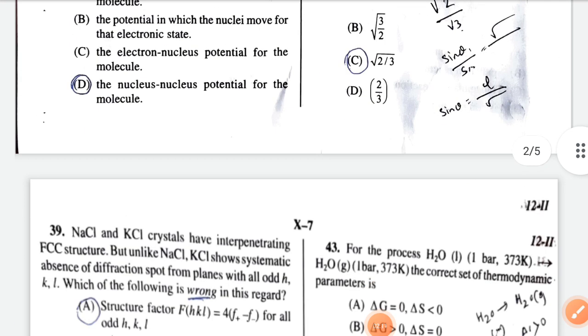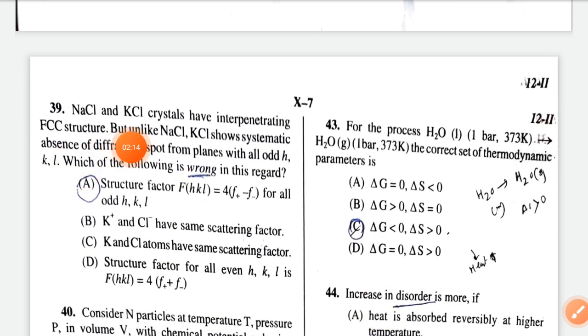Okay. Next, 39. NaCl and KCl crystals have interpenetrating FCC structure, but unlike NaCl, KCl shows systematic absence of diffraction spots from planes with all odd H, K and L. Which of the following is wrong in this regard? Okay, so here the correct option is structure factor F HKL is equal to F plus minus F minus for all odd HKL, as this structure factor is a summation over this.